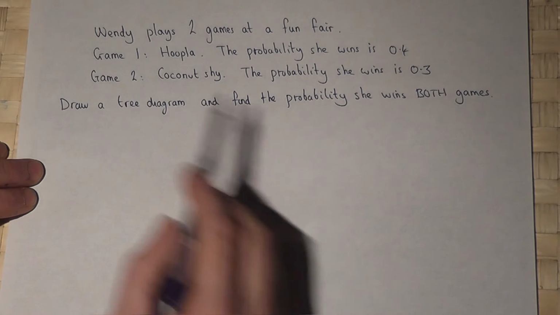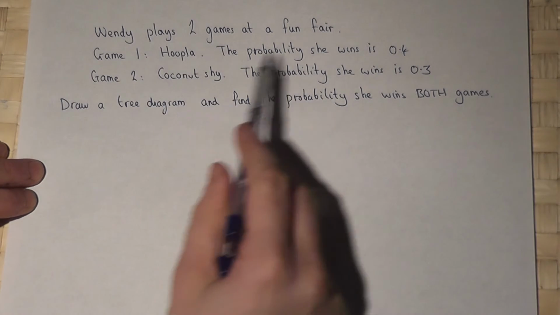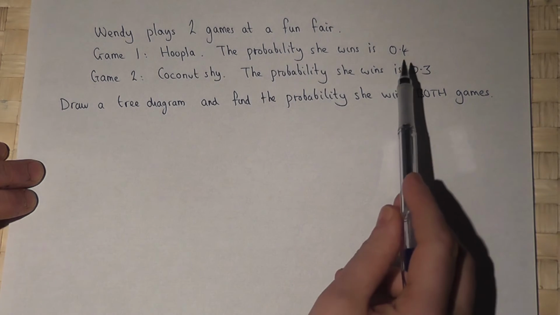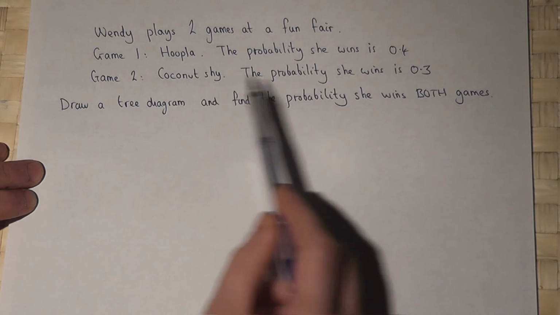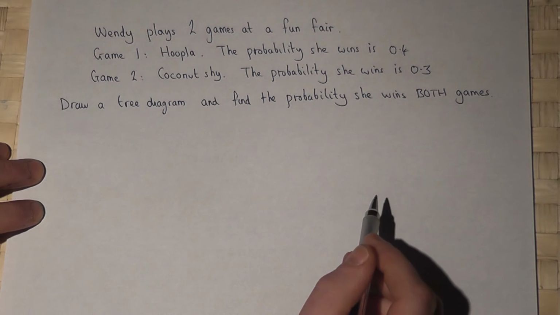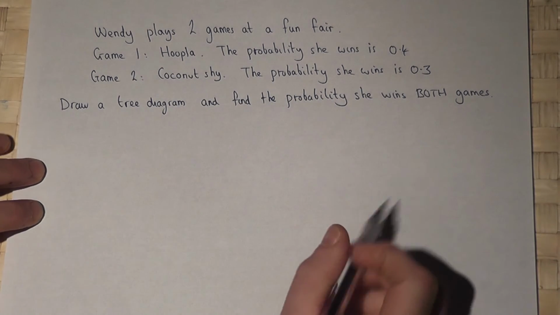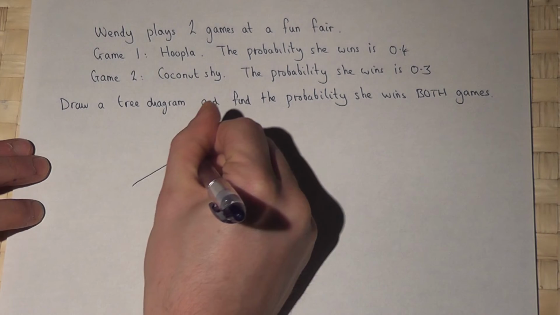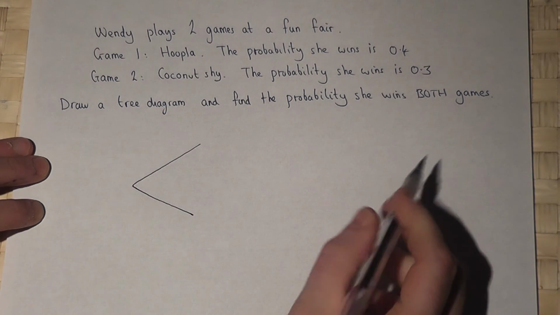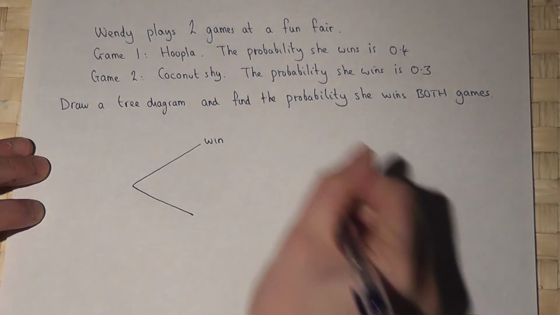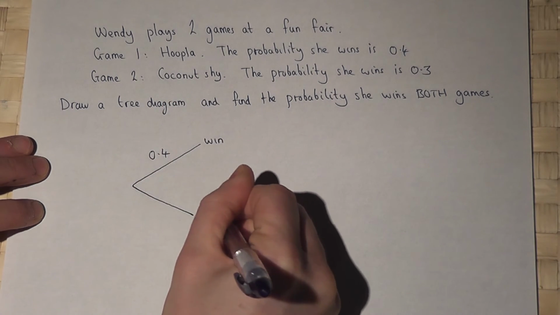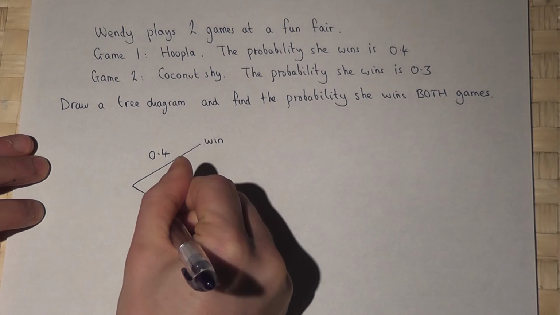In this problem, Wendy plays 2 games at a fun fair. Hoopla, in which the chance she wins is 0.4, and a coconut shy, in which the chance she wins is 0.3. Now I can draw a tree diagram to represent this. Now the first 2 branches represent the hoopla game. Now she will win with a chance of 0.4. She will therefore lose with a chance of 0.6.